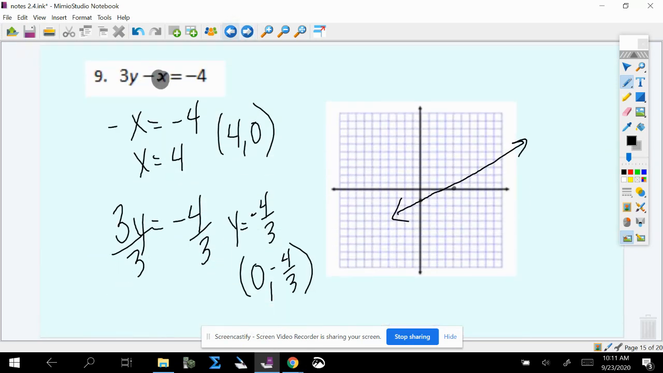That's it on standard form. You should be comfortable rewriting in standard form, and you should be comfortable graphing in standard form with the cover-up method. You will always find two intercepts, an x-intercept and a y-intercept, to do so.